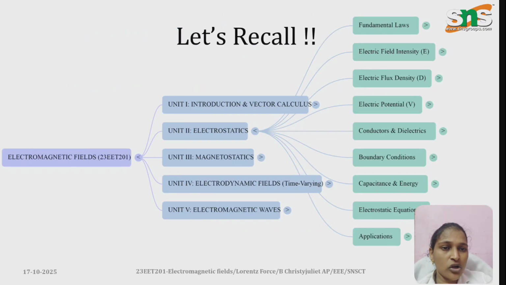So let's recall the previous topics. In the previous unit we discussed electrostatics, wherein we first dealt with the fundamental laws, and then we discussed what is meant by electric field intensity, flux density, what is electric potential, and what are the boundary conditions for conductors and dielectrics, and at last we discussed capacitance and electrical energy, capacitance and energy density equations and their applications.